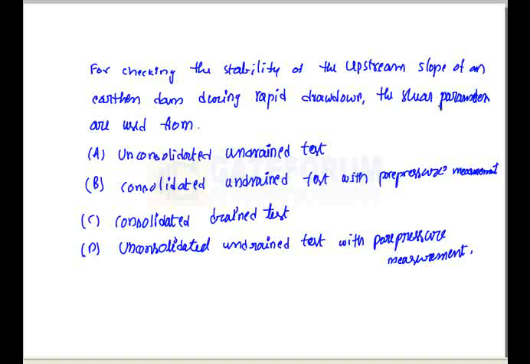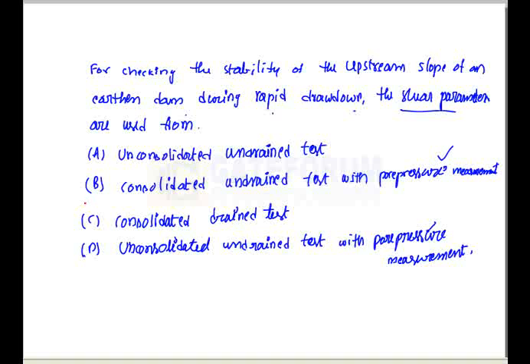Question is how to find out the shear parameters in a situation that the upstream slope of an earthen dam during rapid drawdown. How we are going to find out? Definitely we have to find out the pore pressure measurement. The option D and B are consisting of pore pressure measurement, and it should be consolidated and undrained. Drainage should not be allowed and it should be consolidated.